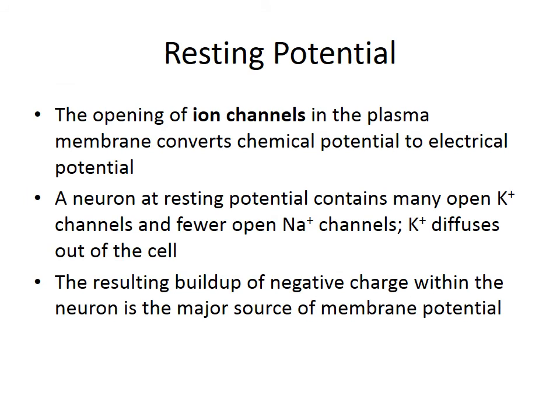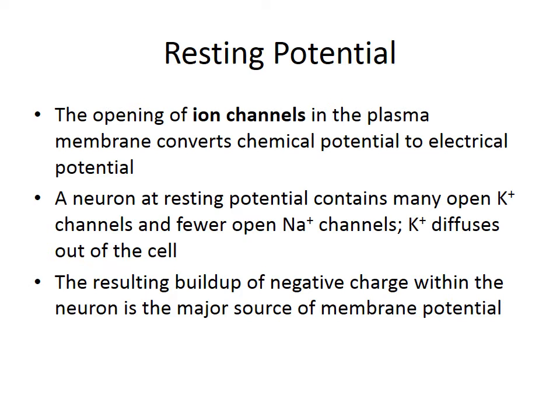The opening of ion channels in the plasma membrane converts chemical potential energy to electrical energy. So that's what happens. We have this chemical potential energy in the form of ions inside the cell, and when we open up the ion channels, that chemical potential energy changes into electrical potential energy.